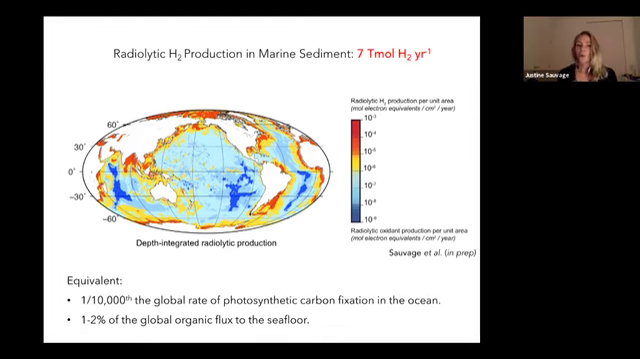So hydrogen production from water radiolysis remains a pretty small contributor to microbial fuel on a global scale. However, if you look at just the global organic flux to the seafloor, we get closer to 1 or 2%, so radiolytic hydrogen is not completely insignificant.